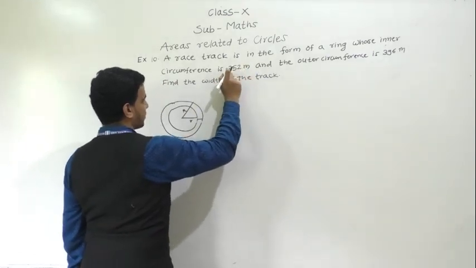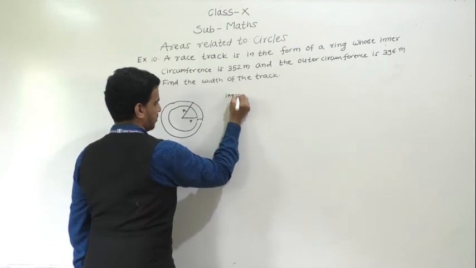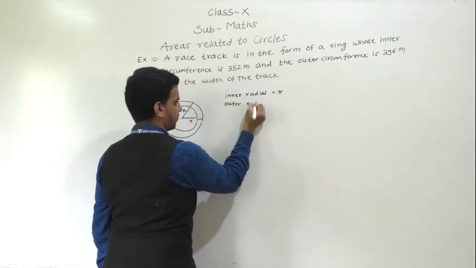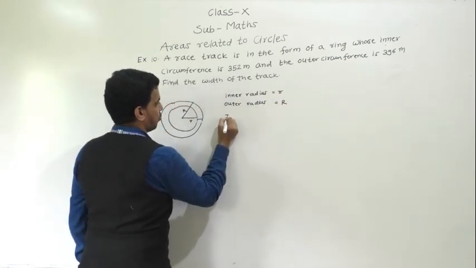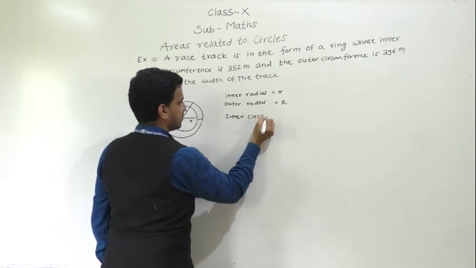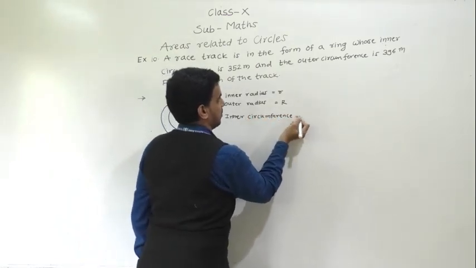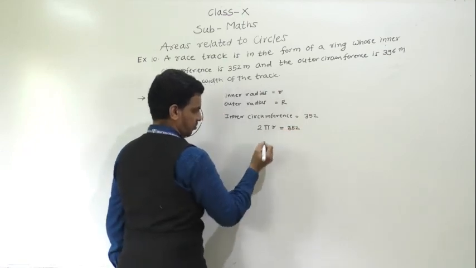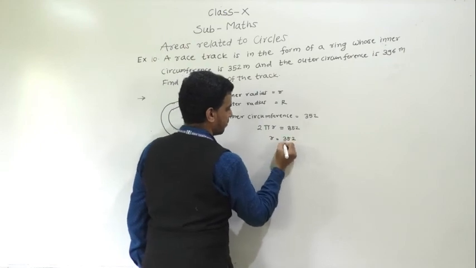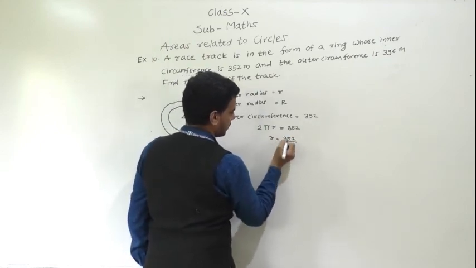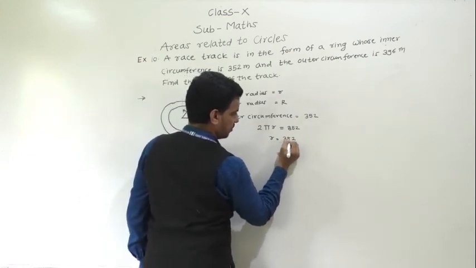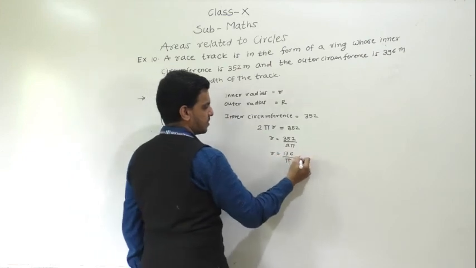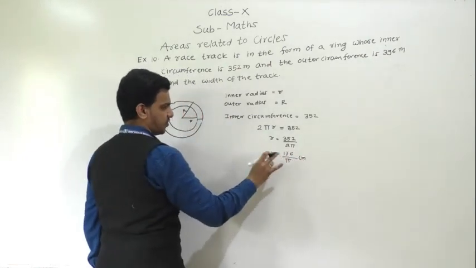So first we have to find what is given. Inner circumference is given 352, so inner radius we have to find first. So we suppose that inner radius is small r, outer radius is capital R. Now inner circumference is 352 meter, so 2 pi small r is equal to 352. So r is equal to 352 divided by 2 pi, or we can simplify this: 2 1s are 2, 3 minus 2, 1, 15, 2 7s are 14, 2 6s are 12, so 176 by pi. So r is equal to 176 by pi centimeter. I am keeping this as it is, afterwards I will solve this.